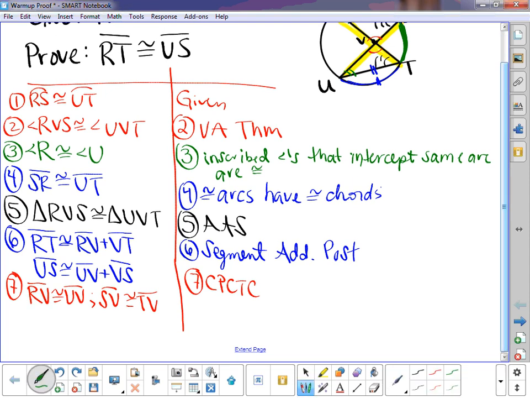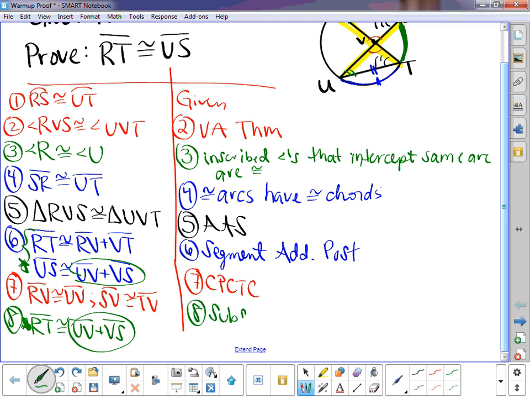We're almost there. Now again, I need these to match up perfectly. So you get to pick which one you want to substitute. I'm going to go ahead and change RT. So instead of RV, I'm going to use UV. Instead of VT, I'm going to use VS. Now I can see that these have the same components. Okay, what's my reasoning for step 8? Substitution.